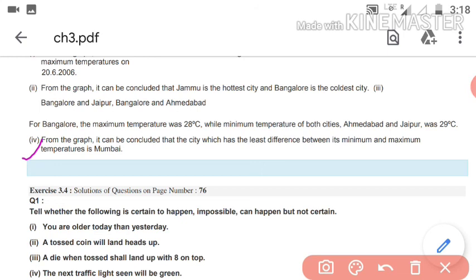Number 4. From the graph, it can be concluded that the city which has the least difference between its minimum and maximum temperature is Mumbai, isn't it? Because in the bar graph of Mumbai, the difference is very small. So the answer is Mumbai.